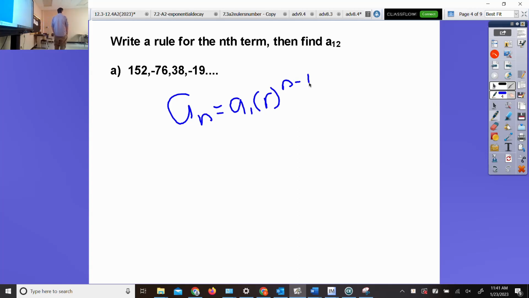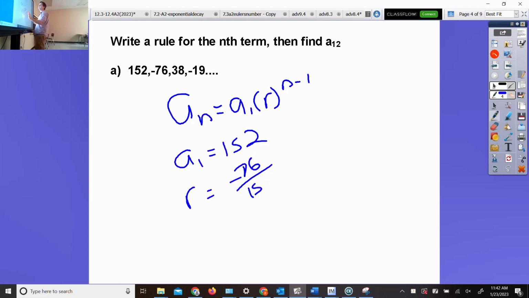Pick out your pieces. So you've got a sequence in front of you. Reasia, what's a sub 1? Yes, ma'am. Alex, what's the ratio? -1/2 is right. I know not everybody sees that. Take a -76, you divide it by 152, and you get a -1/2. Now we have all our pieces. A sub n is what? Anybody?